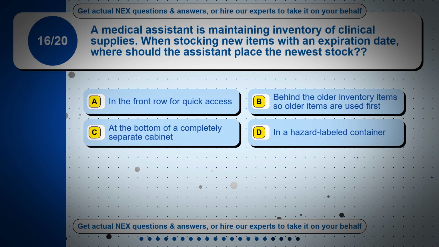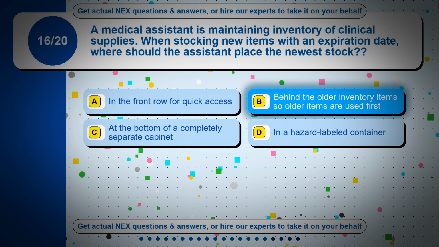Question 16. A medical assistant is maintaining inventory of clinical supplies. When stocking new items with an expiration date, where should the assistant place the newest stock? Option A. In the front row for quick access. Option B, behind the older inventory items so older items are used first. Option C. At the bottom of a completely separate cabinet. Option D. In a hazard-labeled container.